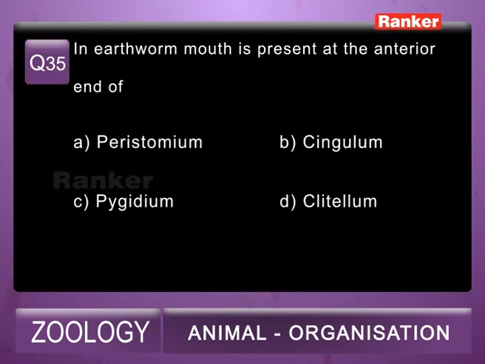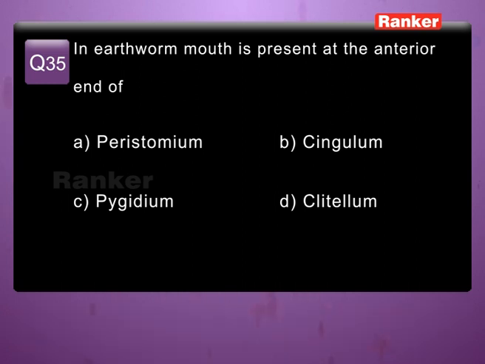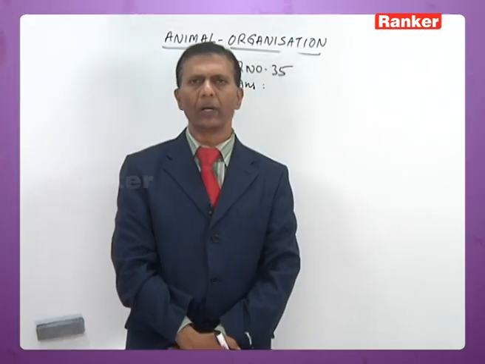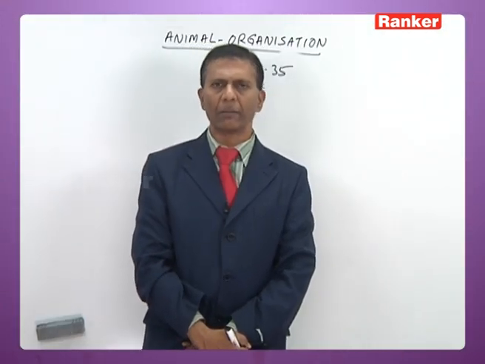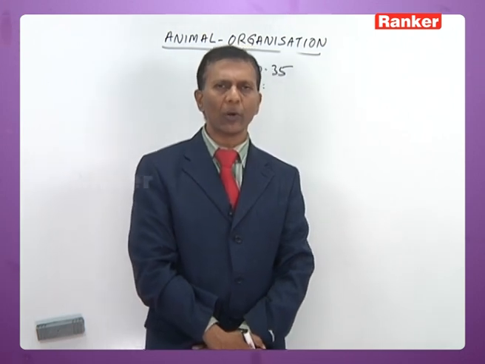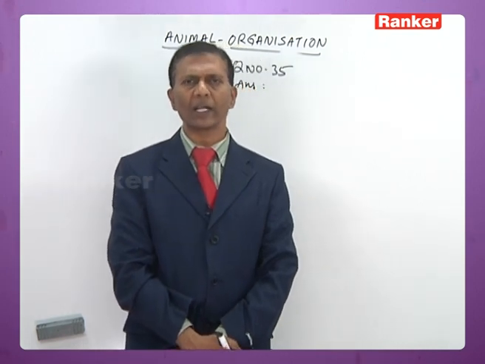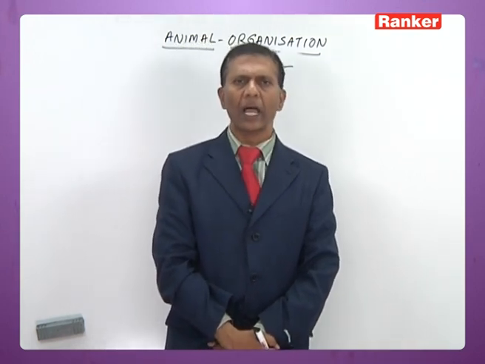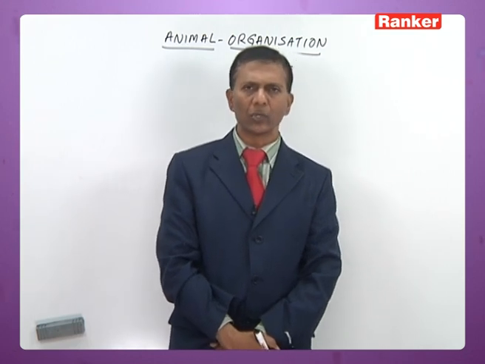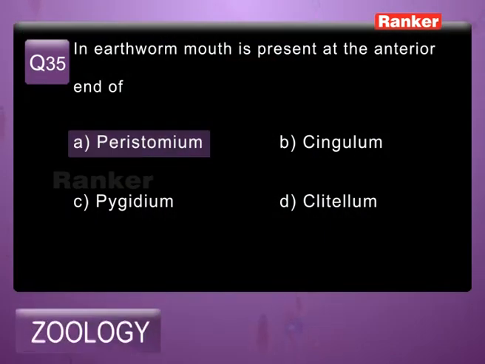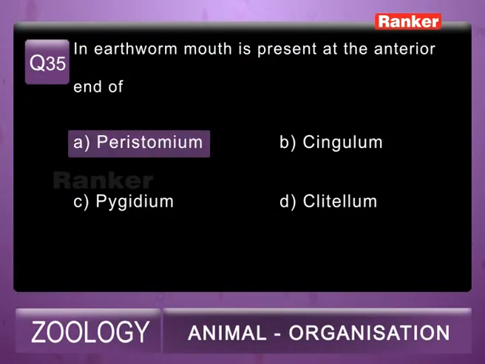35th question. In the earthworm, the mouth is present at the anterior end of A. peristomium, B. cingulum, C. pygidium, D. clitellum. In the earthworm, the mouth is in the first segment, which lies in the peristomium, also called the first segment or the buccal segment. The peristomium is overlapped by a false segment called the prostomium. It is referred to as a false segment because it does not contain any viscera and does not originate from the pygidium. So the mouth lies in the peristomium and it is overhung by the prostomium. So the correct answer for the 35th question is A, peristomium.